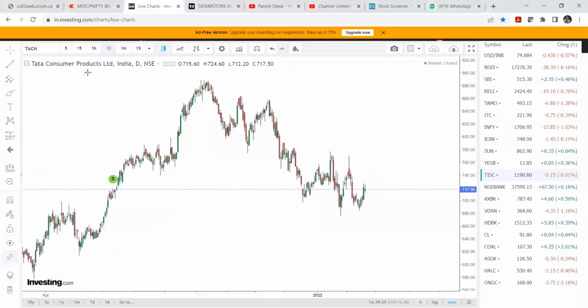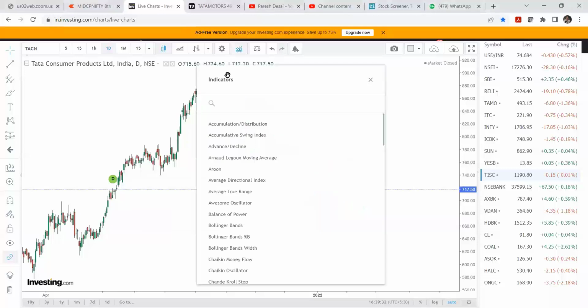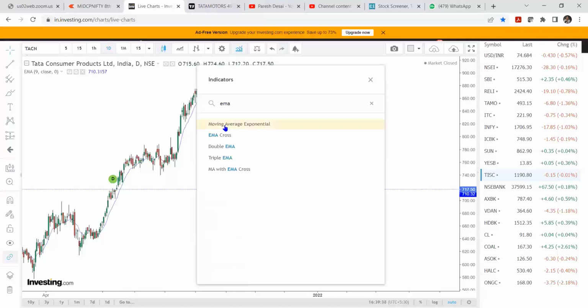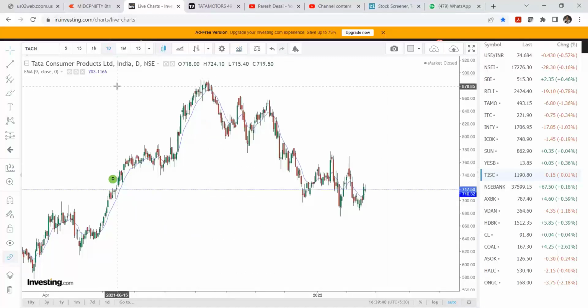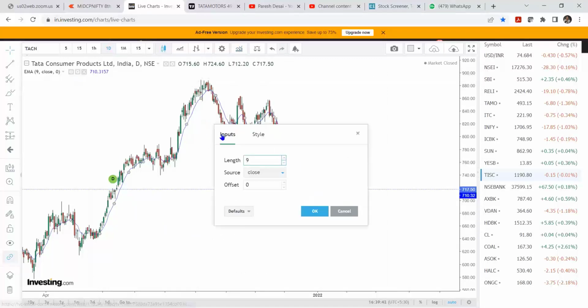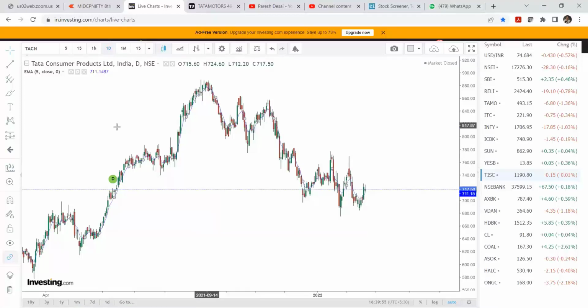Now I'm going to come on the chart and show you how to put the moving average. Moving average is an indicator, so I'm just going to put EMA here. Once I put an EMA on this, by default it comes as 9. But 9 would sometimes be a little late. I don't want a late indication, I want an early indication. So instead of 9, here I'm changing it to 5 and I say okay.